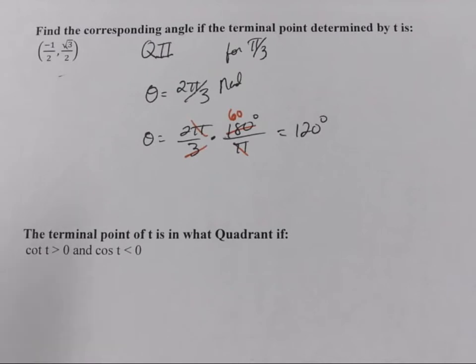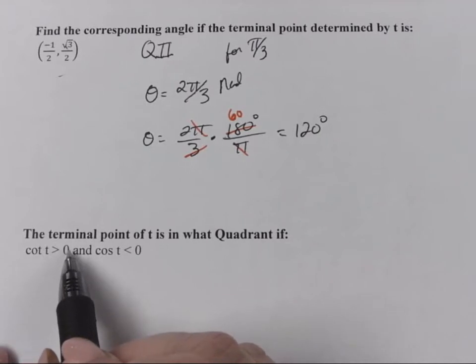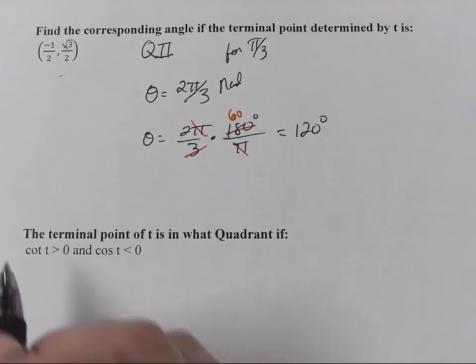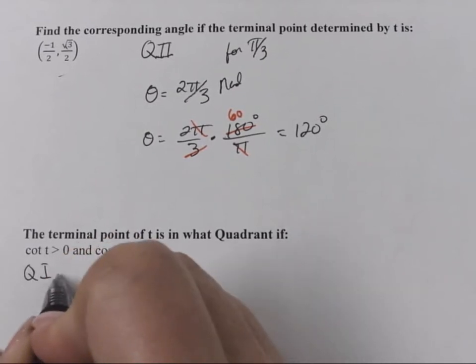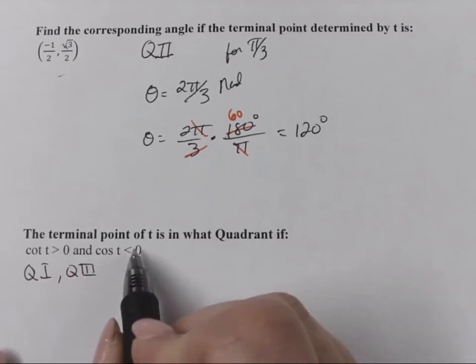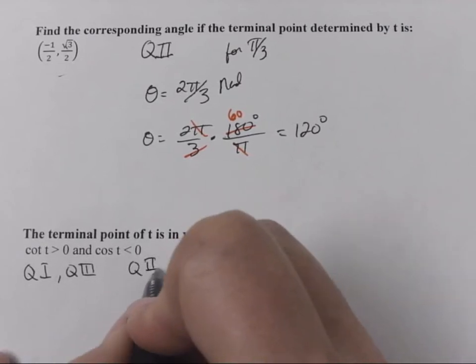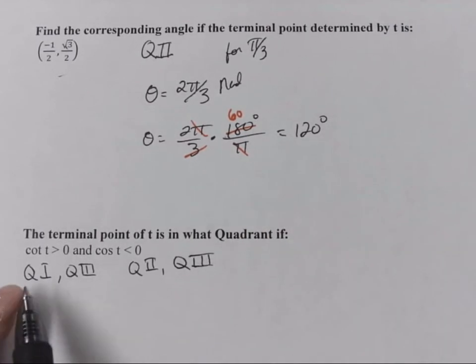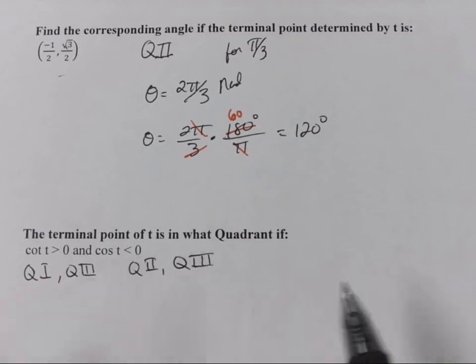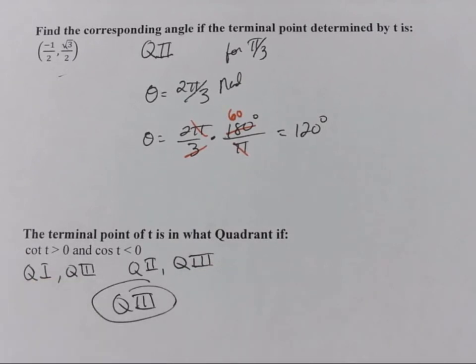Now the next thing is to figure out which quadrant a terminal point is in. So if I look at cotangent t is greater than 0, that means it's positive. I know that cotangent is positive in quadrant 1 and quadrant 3, where my x and y are either both positive or both negative. And cosine t is less than 0, which means it's negative. It is when the x values are negative, so it's going to be in quadrant 2 and quadrant 3. So if I look at where these two overlap, the terminal point would be in quadrant 3 because that is where both values land, where my cotangent is positive and my cosine is negative.